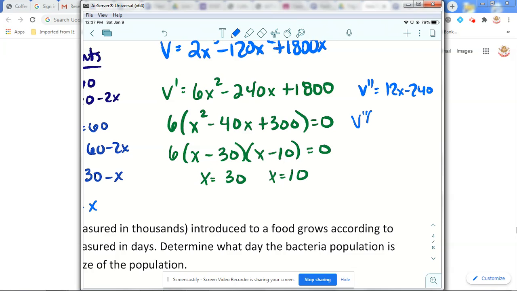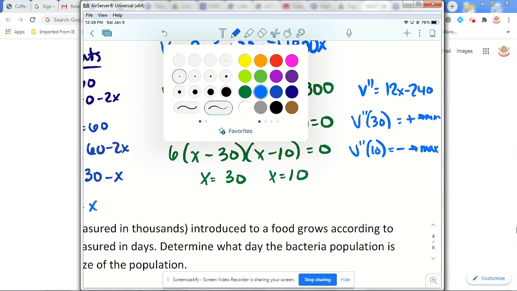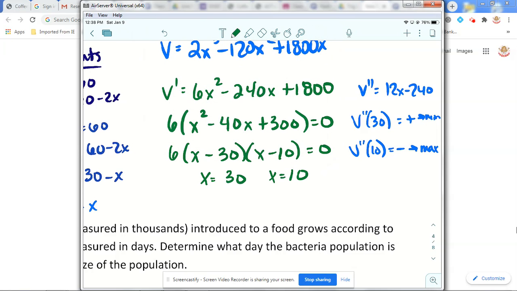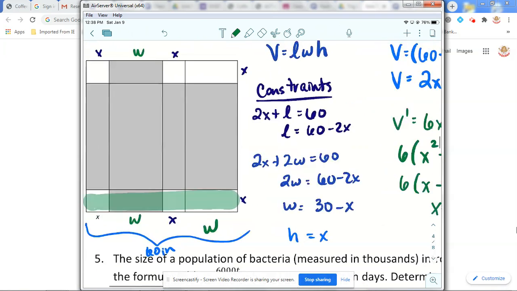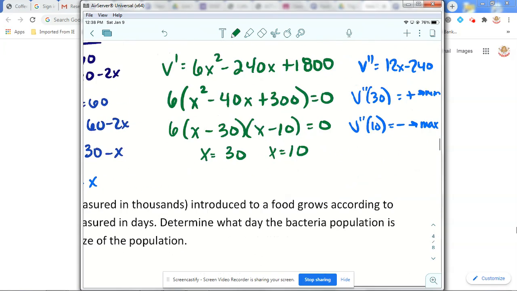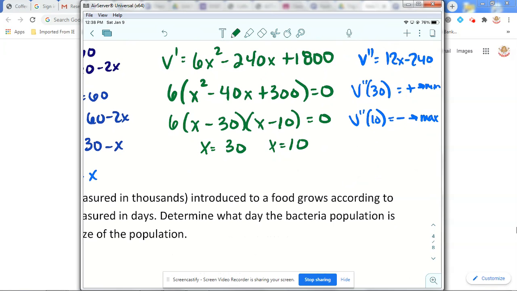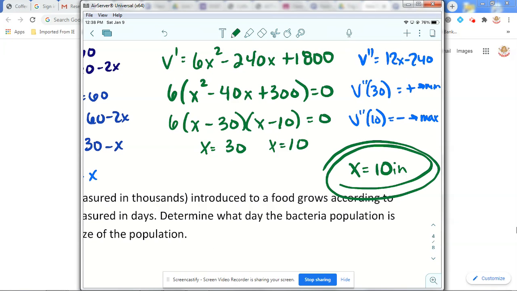All right, so we would want to put 30 in. And when we put 30 in, we are going to get a positive, which means that produces a minimum. But when we put 10 in, we get a negative, so that produces a maximum. Now, it's possible you might want a minimum volume box because you want to not take up very much space. But most of the time you want a box that will hold things. So that means that if you cut out 10 inches from the sides, it will create the box with the maximum volume. So X needs to equal 10 inches for the maximum volume.